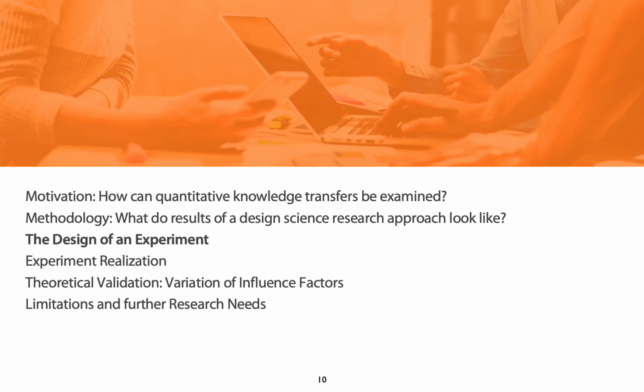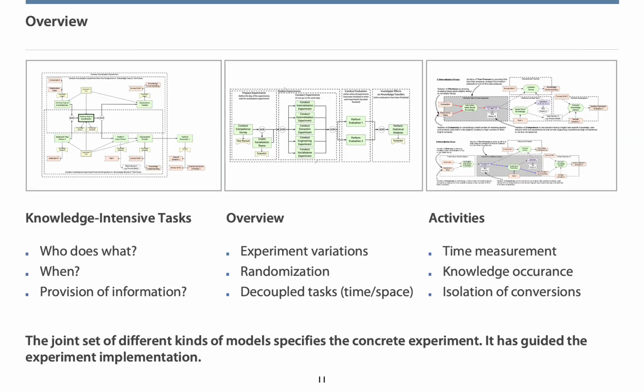So how does the design of an experiment finally look like? Our design is based on the following three kinds of components. First, the modeling of knowledge-intensive tasks. Each experiment process focuses on a certain kind of knowledge transfer and knowledge-intensive tasks required. It perfectly controls who does what at a certain time point in the experiment process and what information is provided.